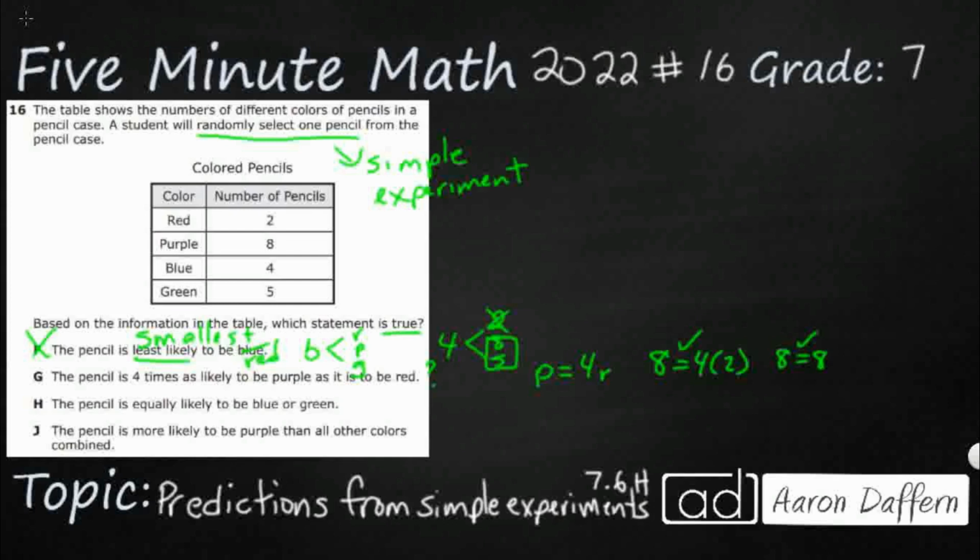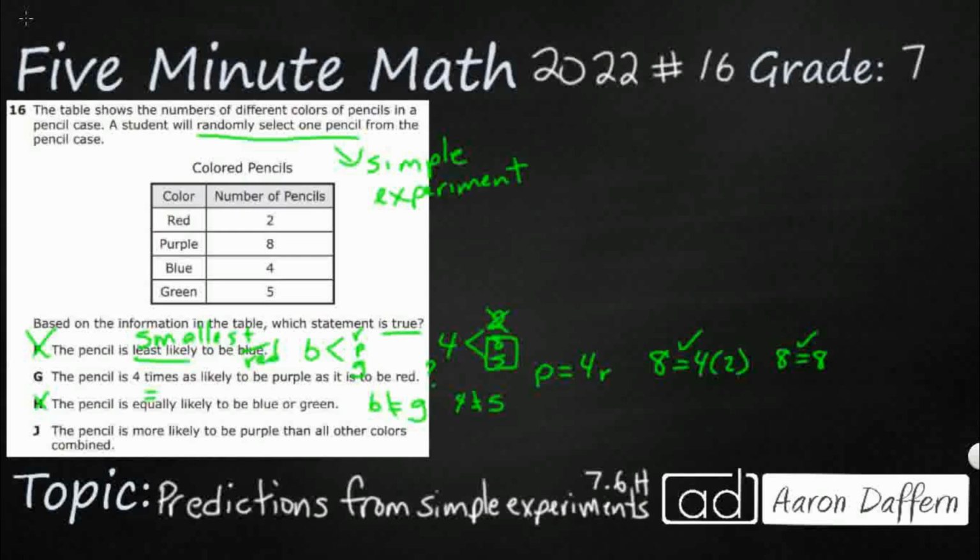So G is looking pretty good, most likely our answer. As always, we double check the other two, because if one of those looks correct, then we might have messed up somehow. H, the pencil is equally likely, so we're just going to use an equal sign here, to be blue or green. So blue equals green. Well, does 4 equal 5? No, it does not. So blue does not equal green, so it's definitely not H.